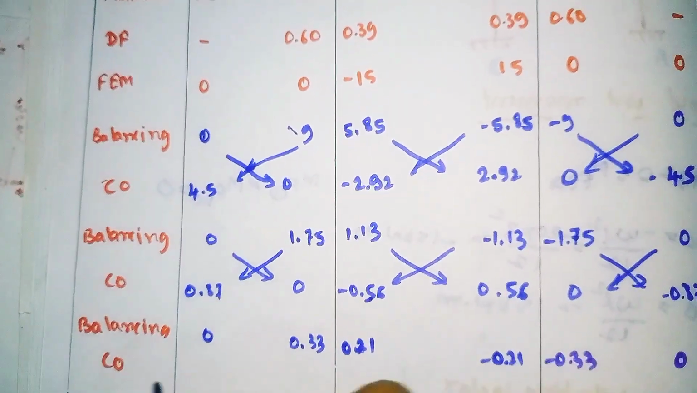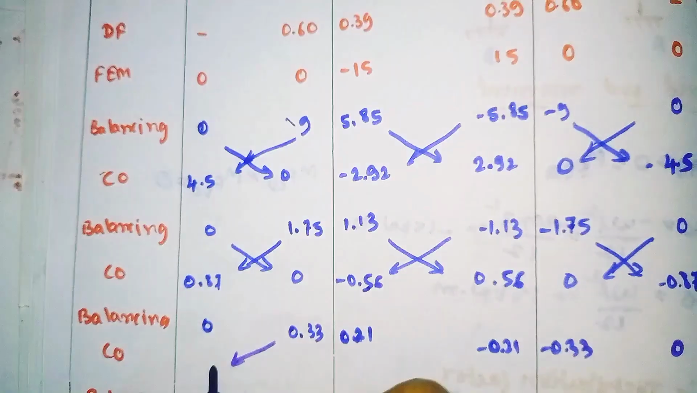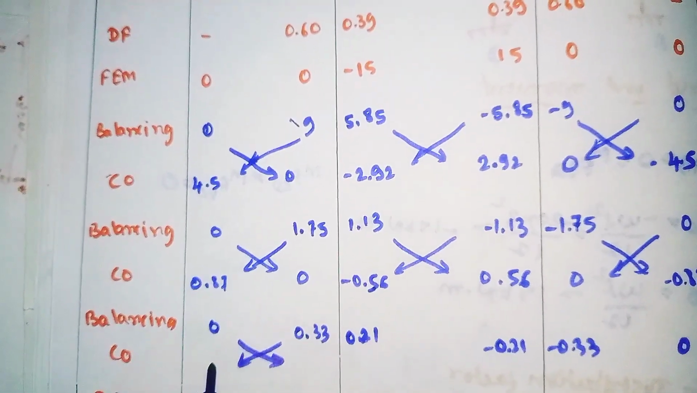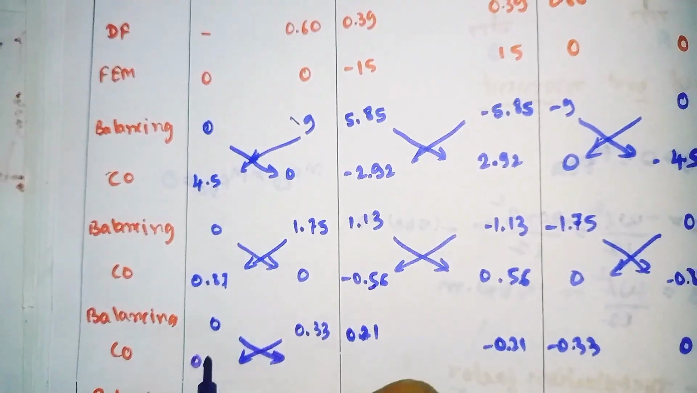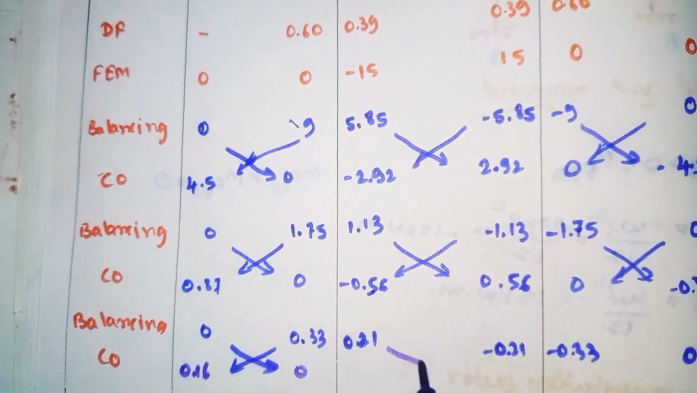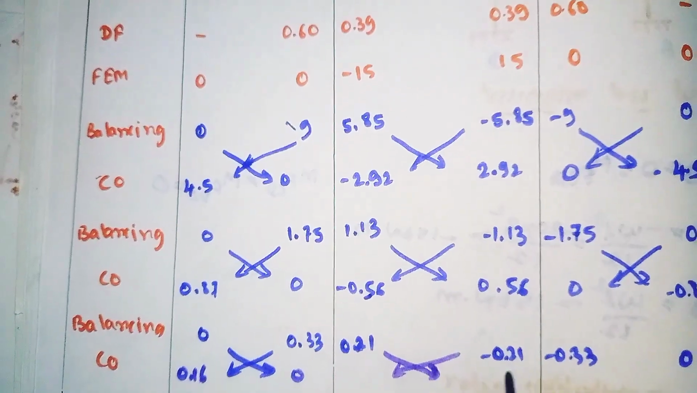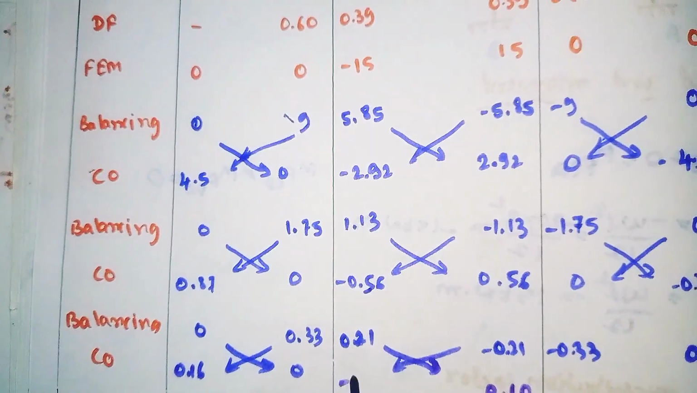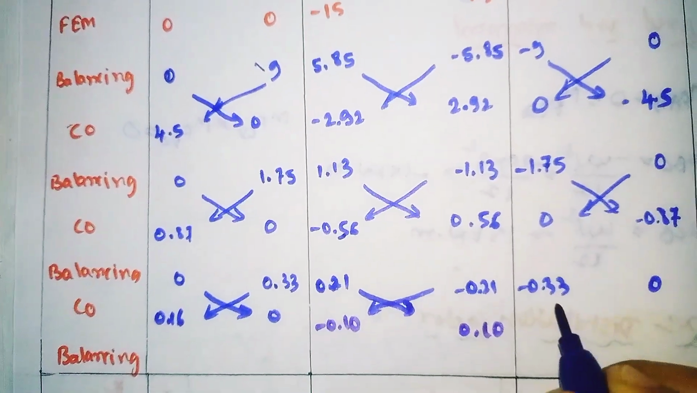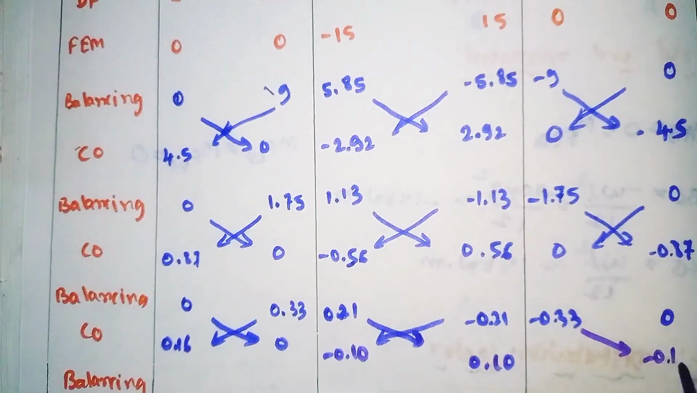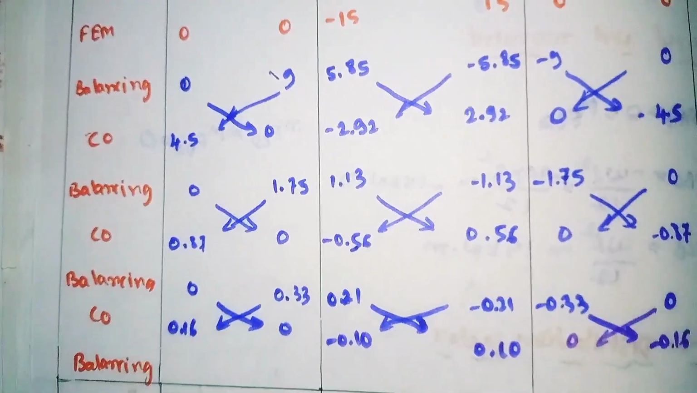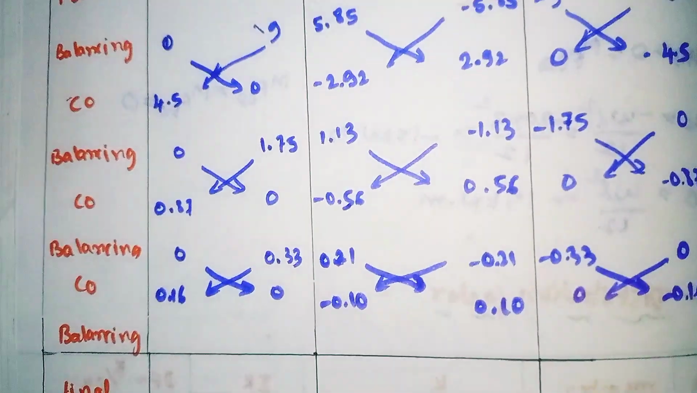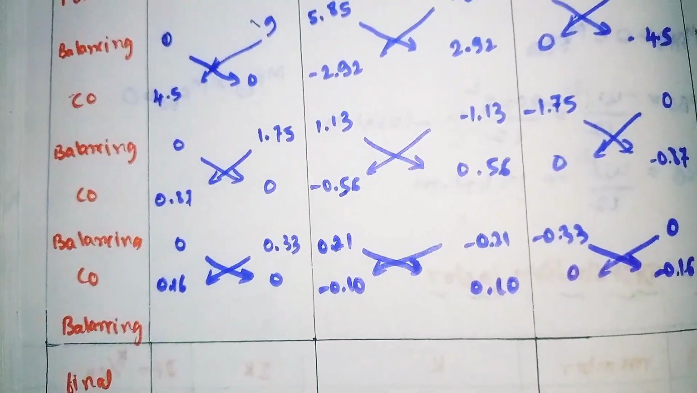Here 0. So balance means same, do half of this and send it to the opposite side. 0.33, if you do half, it will come 0.16, 0 as it is. And here 0.21 half, it becomes 0.10. Here also minus 0.10. Here also minus 0.16. Here 0. So now we got the value nearer to the 0. So always we need to end our problem at the balancing only.